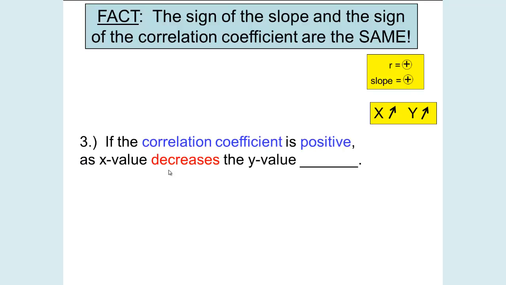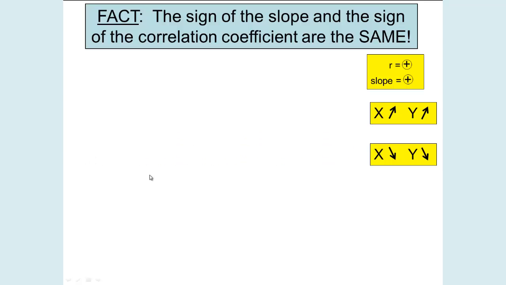Look at question 3. If the correlation coefficient is positive, so we're in a positive slope, positive correlation coefficient, and the x value decreases, what does the y value do? Positive means they're moving in the same direction. So as the x decreases, the y value decreases. As x goes down, y goes down.